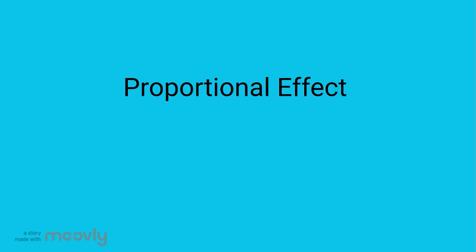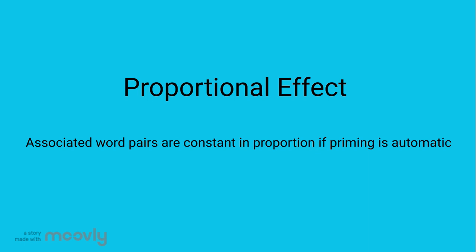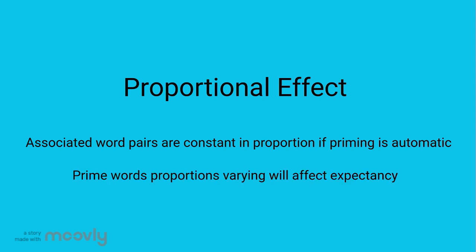Lastly, the proportional effect. It's when associated word pairs are constant in proportion if the priming is automatic. So the thing is, this is actually a theory because this is assuming that the priming is completely automatic. So for the proportional effect, the prime word proportions are actually varied so that it will actually affect the speaker's expectancy of the word that will come up next.